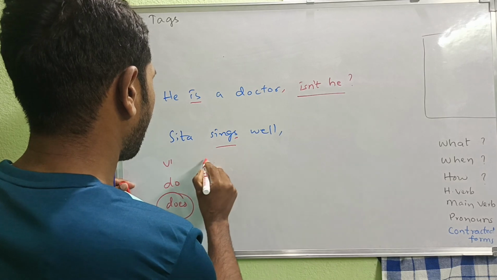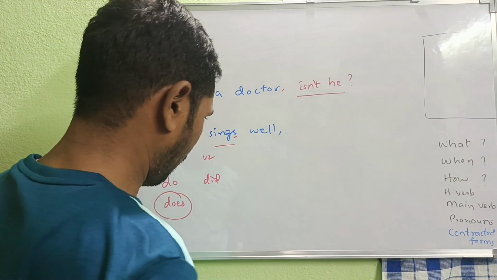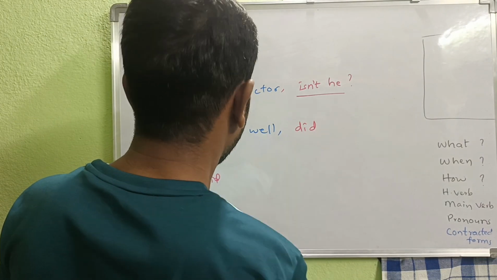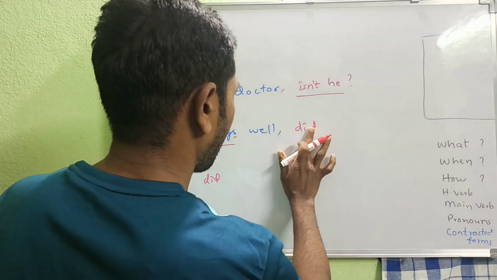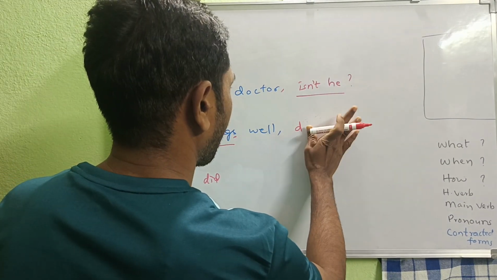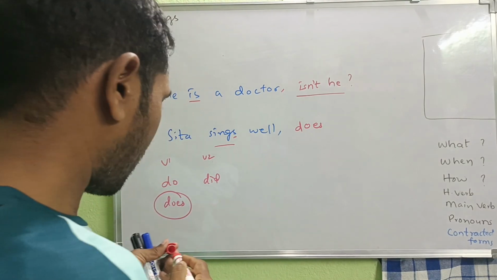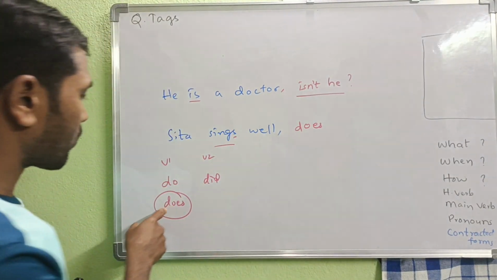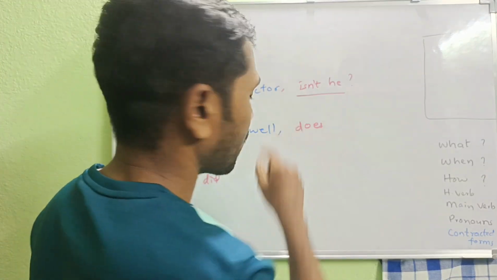And next, one more: V2. If there is V2, then we need to use did. So I have taken did. The next, sorry, do, does I will have to take now. Why do I have to take does? Because S or ES is added to the verb, and for do also we add S or ES, then only we get does. That is why I have chosen does.